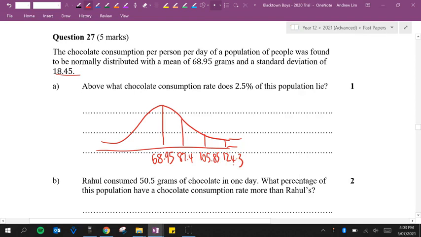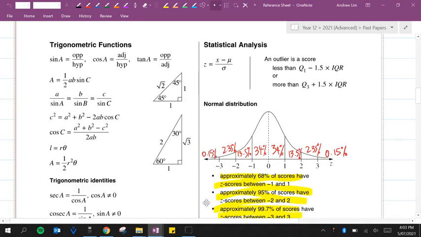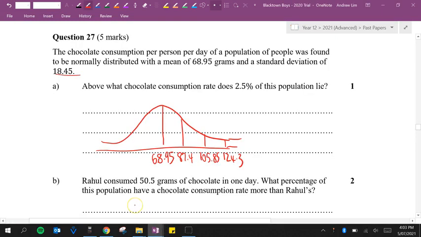Now, above what chocolate consumption rate does 2.5% of this population lie? Let's go back to our reference sheet. Now, these are the numbers I wanted you to memorize. So above 2.5%, well, these two numbers, they add to 2.5%. So we want above 2 standard deviations above the mean. So 1, 2 above here. So the answer is 105.85 grams.